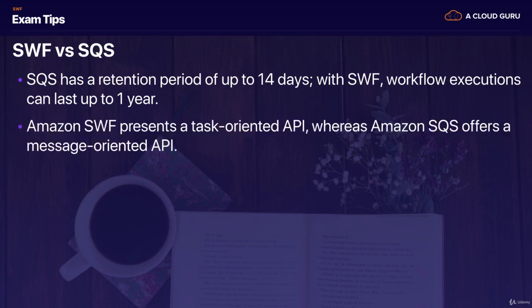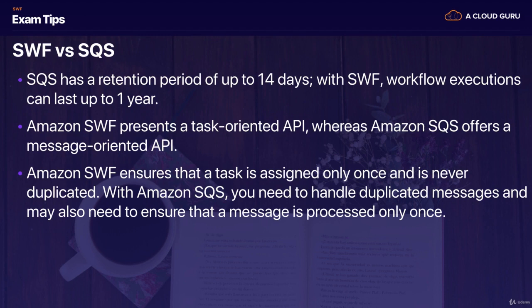Amazon SWF presents a task-oriented API, whereas Amazon SQS offers a message-oriented API. So if you see a scenario-based question that talks about a task, think of SWF. If you see a question that talks about loosely decoupling your architecture, then that's going to be SQS. SWF ensures that a task is assigned only once and is never duplicated. With SQS, you need to be able to handle duplicated messages, certainly if you're just using default SQS queues, ignore FIFO for now. You may also need to ensure that a message is processed only once.